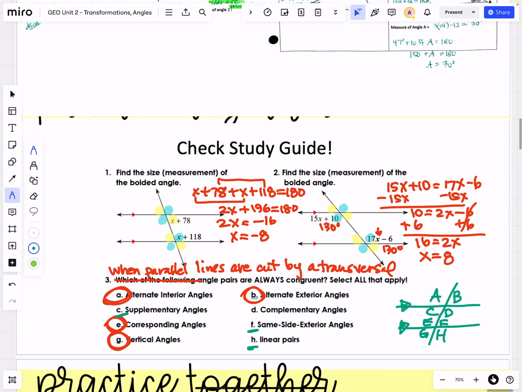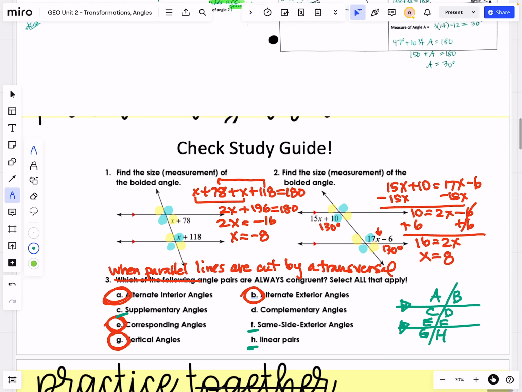Alternate exterior angles are on the outside and on opposite sides of the transversal, so A and H, and B and G. Same side exterior angles are also on the outside, but on the same side of the transversal, so B and H, and A and G.